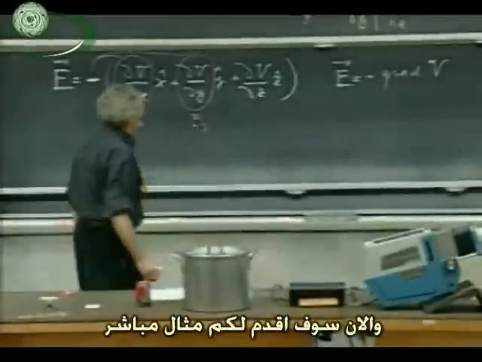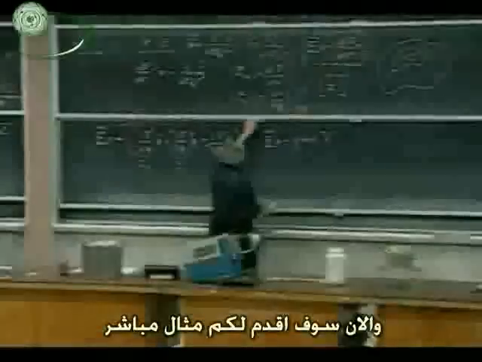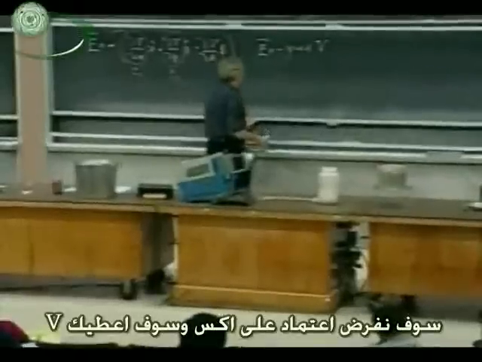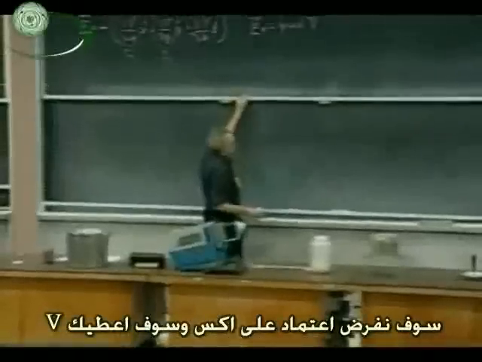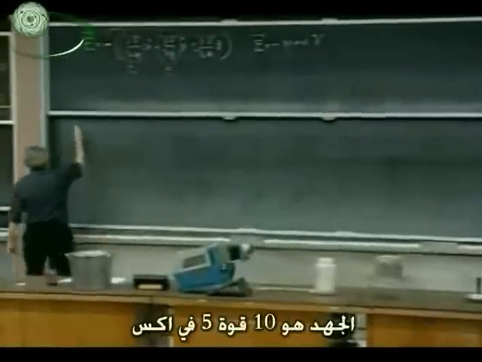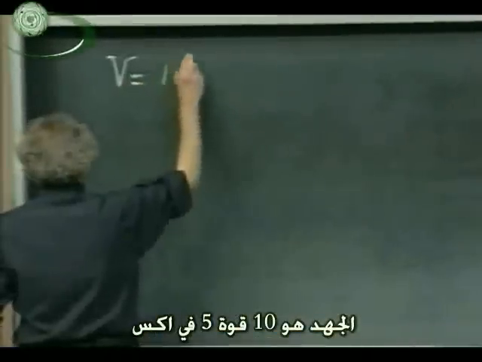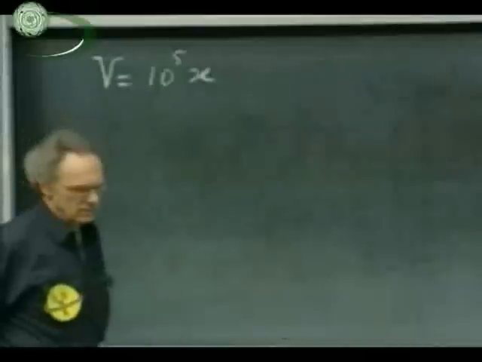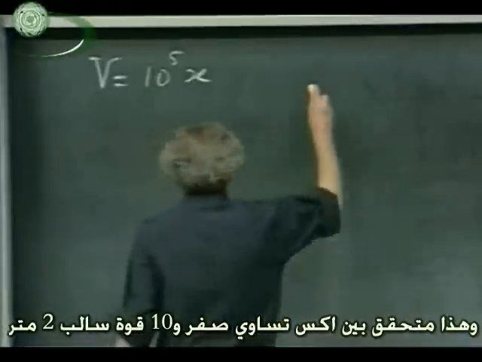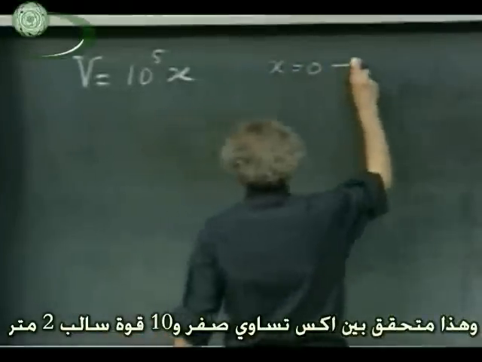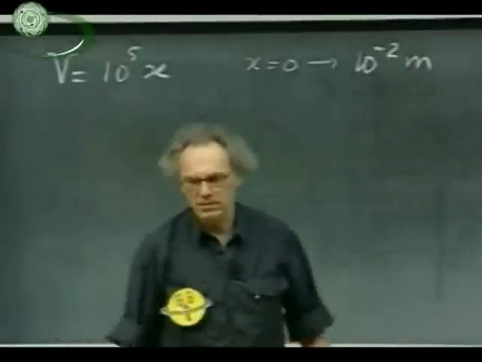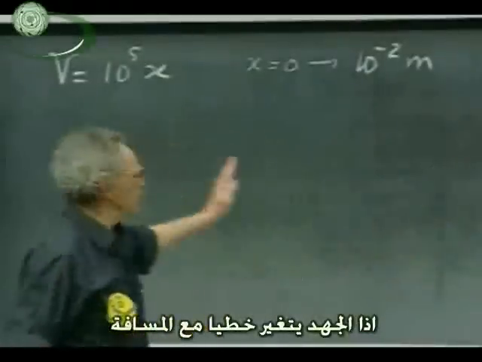So I now want a straightforward example whereby we assume a certain dependence on x, and I give you, it's a given, that V, the potential, is 10 to the 5th times x. And this holds between x equals 0 and, say, 10 to the minus 2 meters. So it holds over a space of 1 centimeter. So the potential changes linearly with distance.